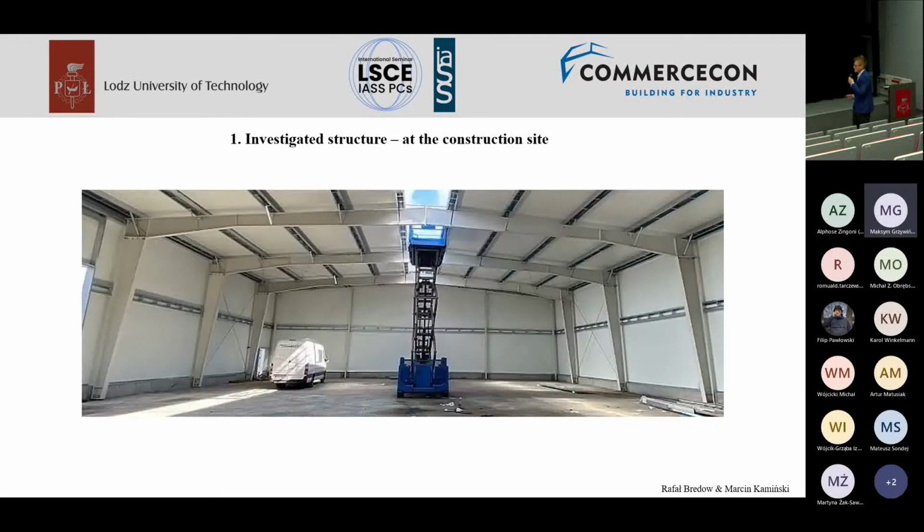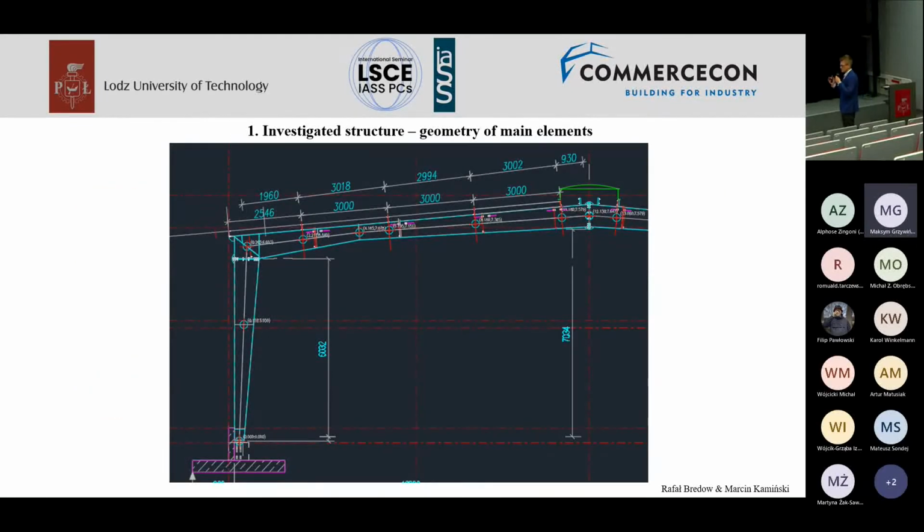I believe it is worth mentioning that this particular structure has been recently designed and erected in central Poland by the Commerzbank company, to which I am also professionally related. And this gave an opportunity to very accurately interpret and introduce the geometry and assignment of cross sections into the finite element model in Abaqus.